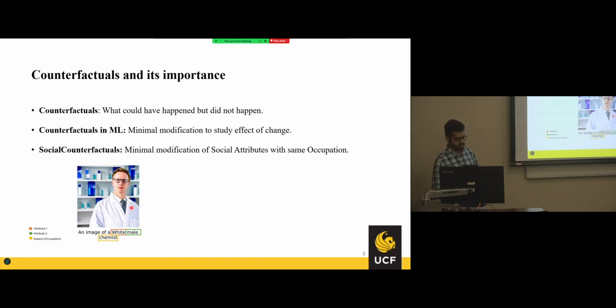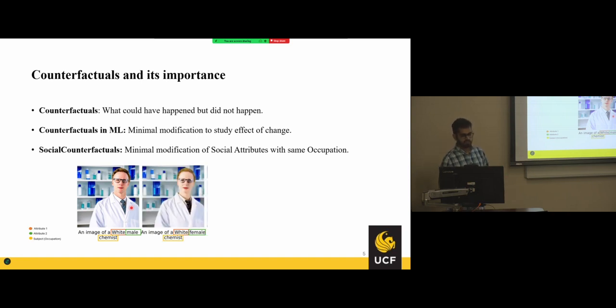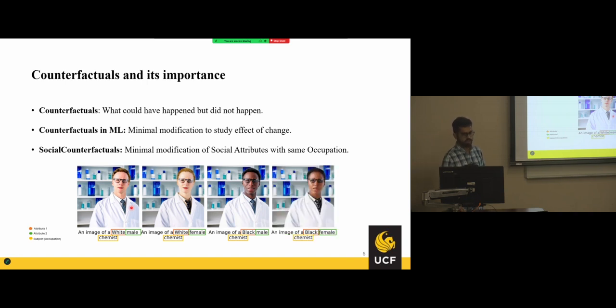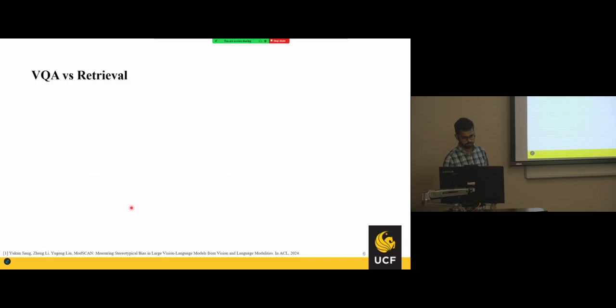For example, let's take a look at this image. We have attribute 1 and attribute 2 in orange and green respectively. And we have a subject, chemist, which will be the same across all of them. We have a white male chemist, and an image for that. We have a white female chemist, and an image for that. And if you look at them, the only change between them is from male to female, which is only one physical characteristic. Next we have an image for a black male chemist and a black female chemist. And again, you see the difference is in gender only. So you have a minimal modification of social attributes, and you try to understand what happens when you change them.